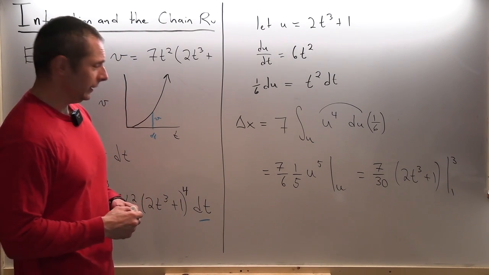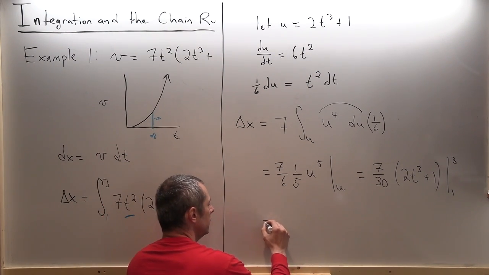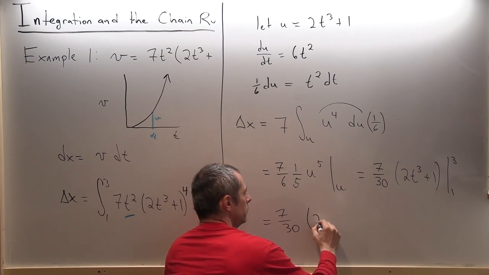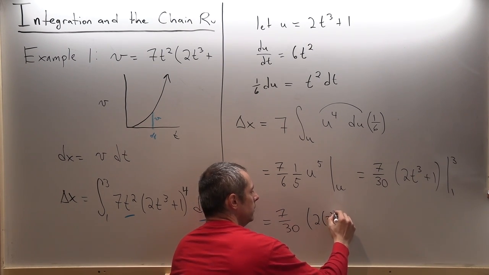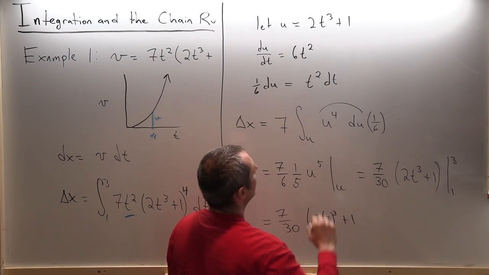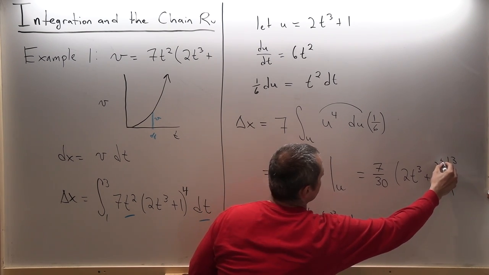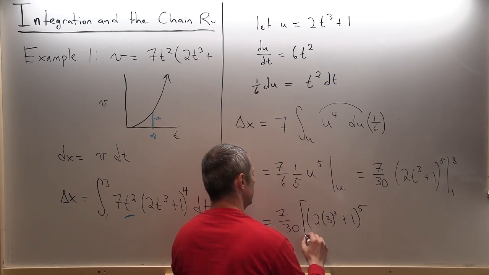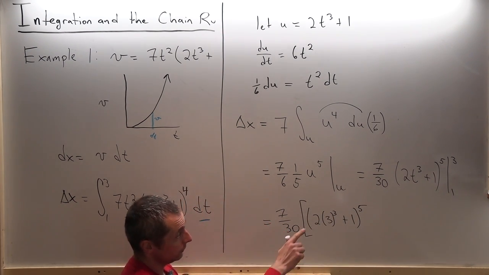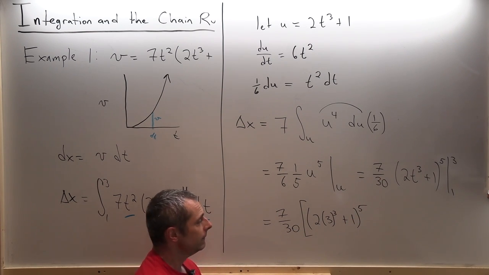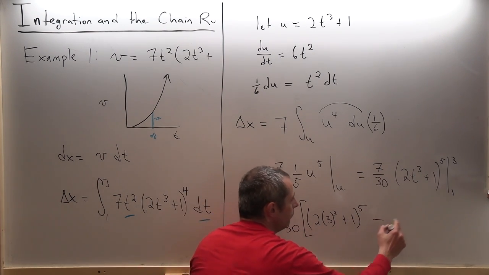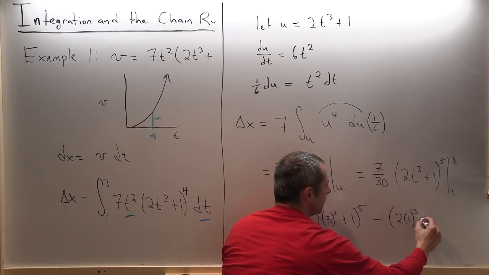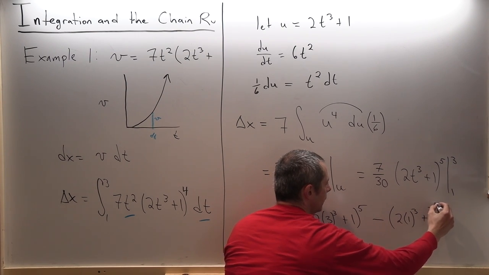And now I just plug in my limits. So I have 7/30, 2 times 3 cubed plus 1. Oops. I lost the fifth power here again, so make sure you add that fifth power. Okay, so I put in 3 for one limit, and then I subtract off 1 for the other limit.